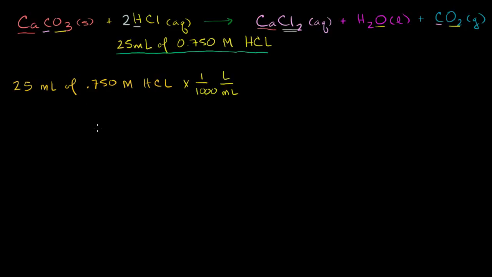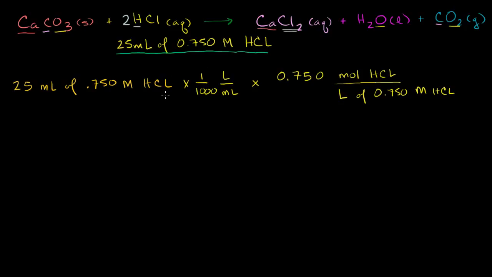And then we want to use this concentration information to figure out the actual number of moles of hydrochloric acid we're dealing with. So to do that, we're going to multiply it times 0.750 moles of hydrochloric acid per liter of, I'll write this as, 0.750 molar hydrochloric acid solution.